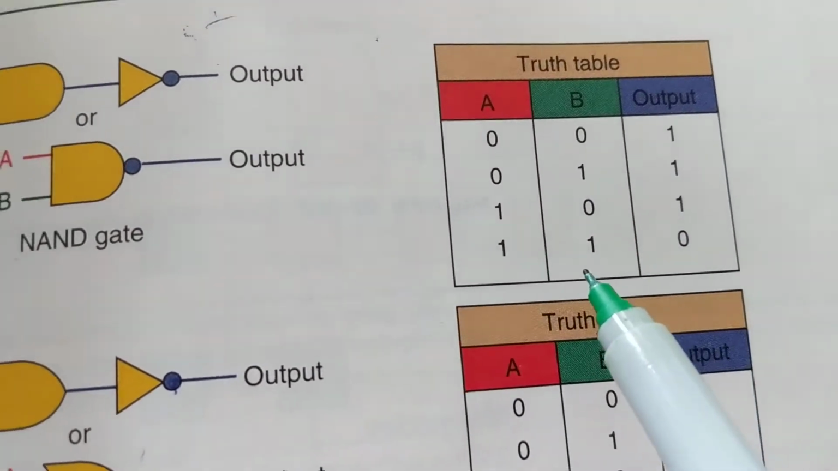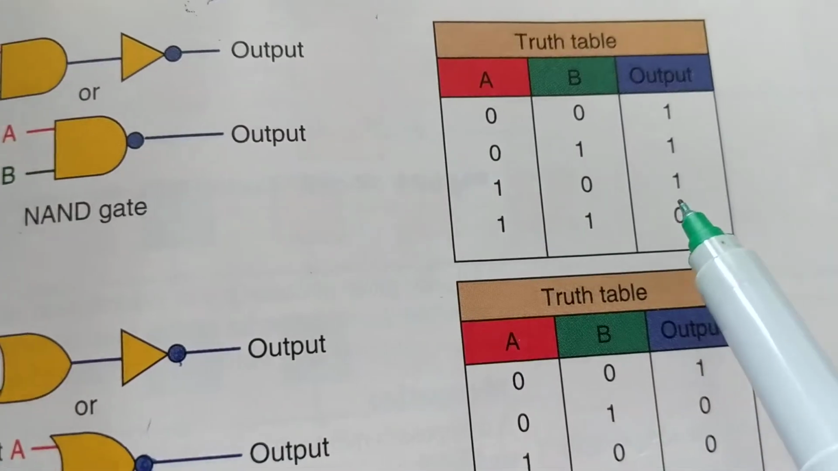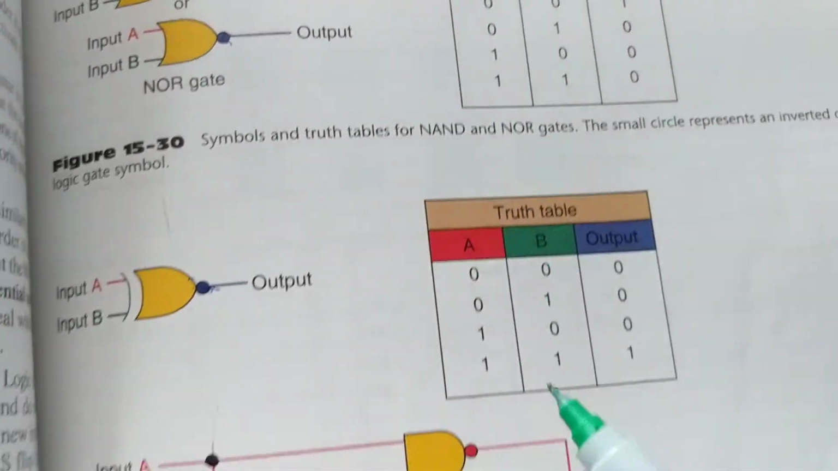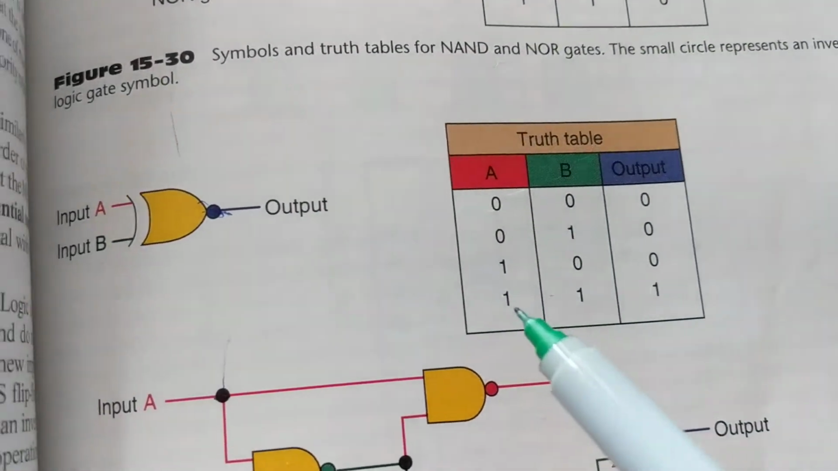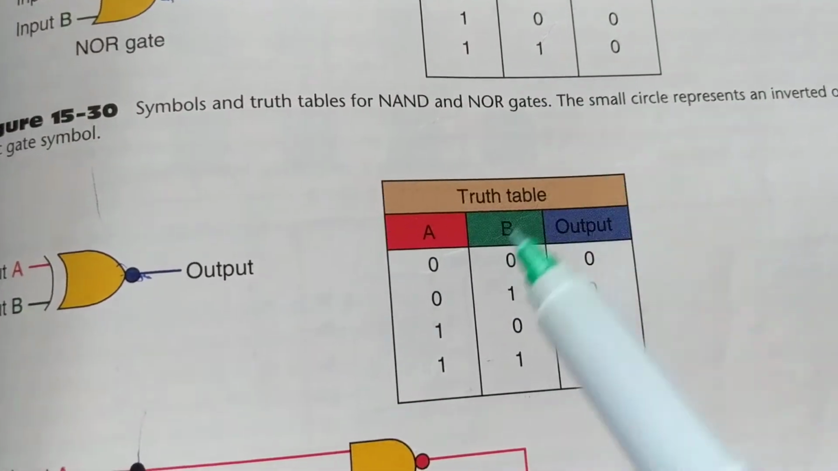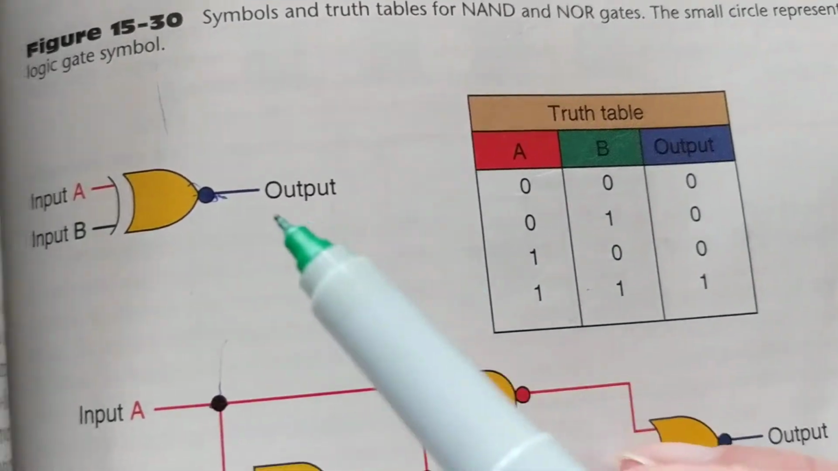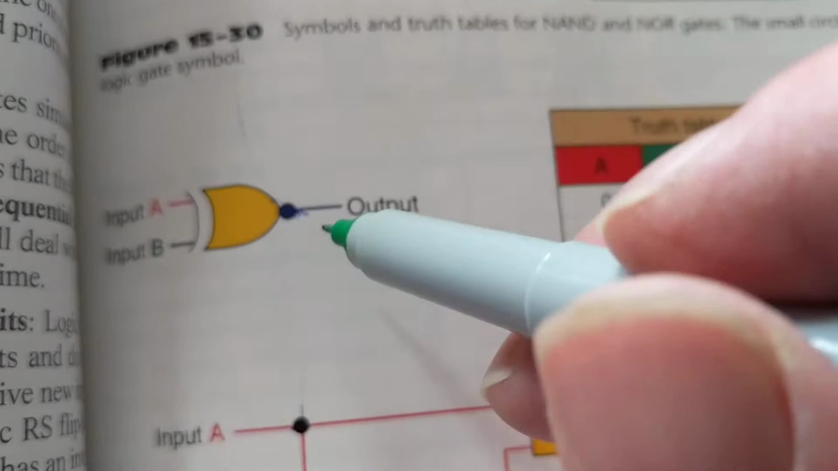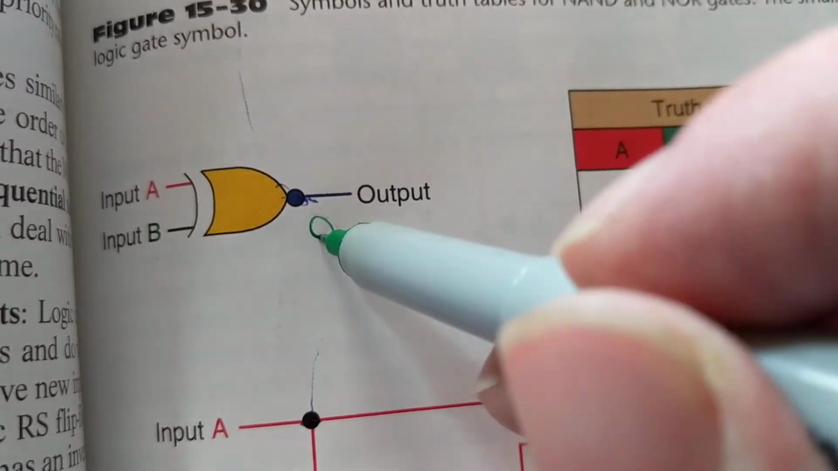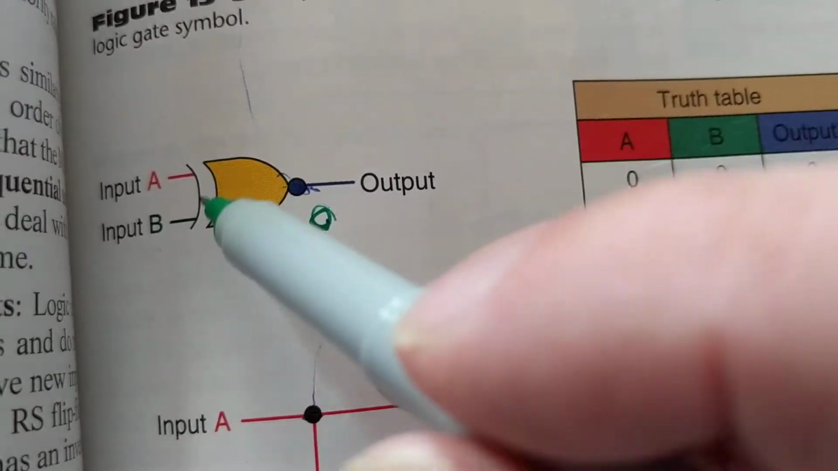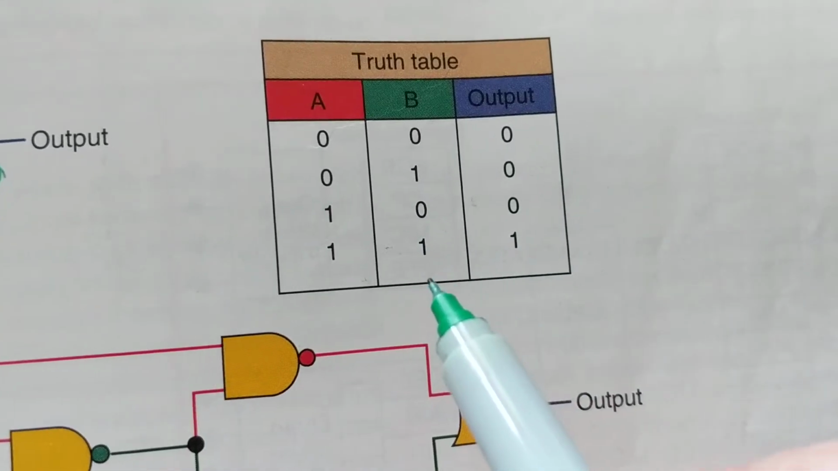Now, to this one's NAND gate, same thing. When you have both 1s, you get a 0 instead of a 1. Now, this one, exclusive NOR, it's called. It's called exclusive NOR. That means when they are not the same, you get a 0. Oops. You'll get a 0 when both of these are not the same.